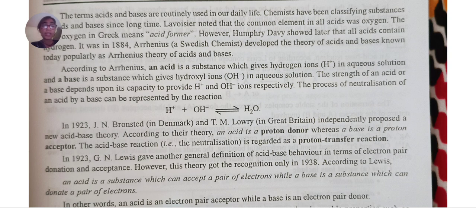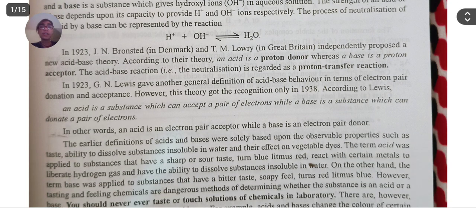In 1923, Bronsted and Lowry proposed a new acid-base theory. According to their theory, an acid is a proton donor, whereas a base is a proton acceptor. The acid-base reaction is regarded as a proton transfer reaction. In 1923, G. N. Lewis gave another general definition of acid-base behavior in terms of electron pair donation and acceptance. However, this theory got recognition in 1938. According to Lewis, an acid is a substance which can accept a pair of electrons, and a base is a substance which can donate a pair of electrons.